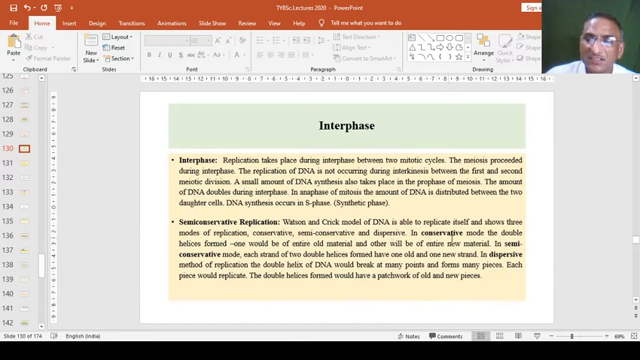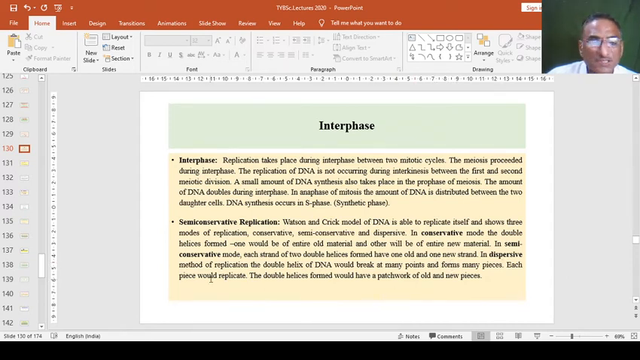In the conservative mode, of the double helices formed, one would be of entirely old material and the other entirely new material. This is called the conservative mode of replication. In semi-conservative replication, each of the two double helices formed has one old and one new strand.